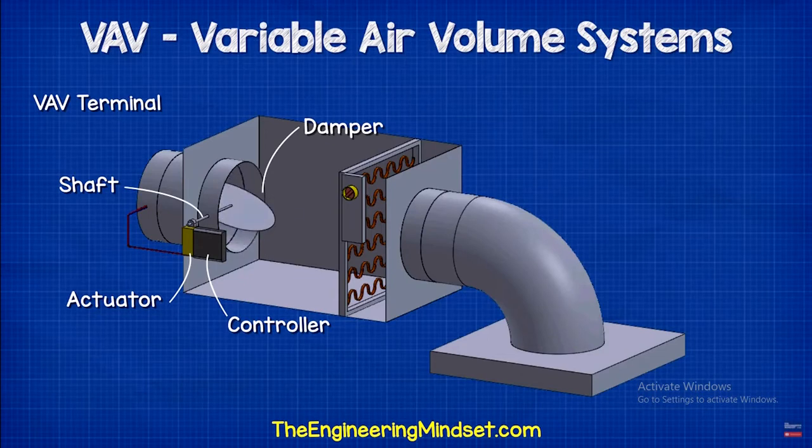Every terminal connected to this system will receive the same temperature air. Sometimes this air temperature is too cold, so we will often find an electrical reheater inside the VAV terminal which will switch on and warm that air up as it passes through.